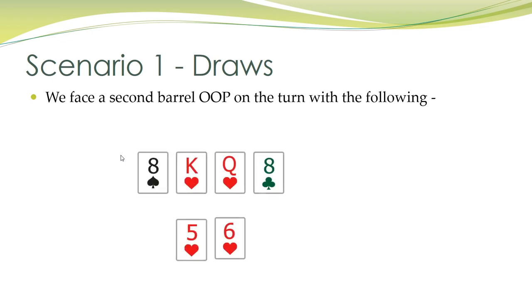Let's have a look at the board texture. So we have 5-6 of hearts. Flop was king, 6, 8, two-tone with 2 hearts, and the turn is an 8 of clubs. So our opponent is betting again. Now I'd like you to imagine, just so you can see how this works, that we're getting very, very close to the pot odds.